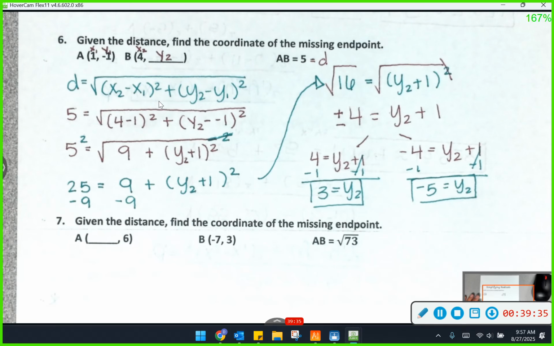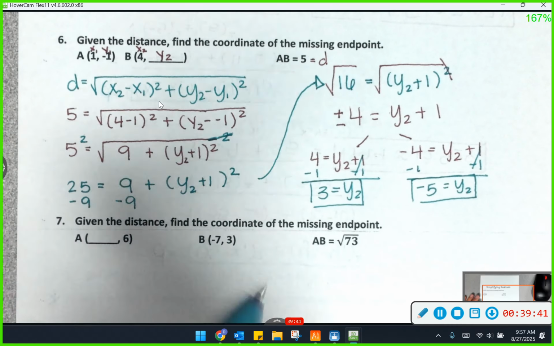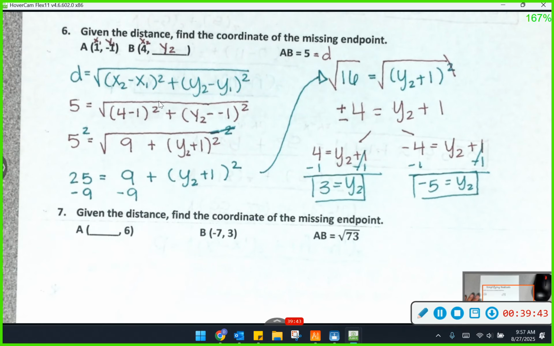Hold on. Let me process that in my head. That does not work. I get what you're saying, but because of the plus sign, it doesn't work like that. You can't just split a square root like that. You can only do that if it's multiplying.